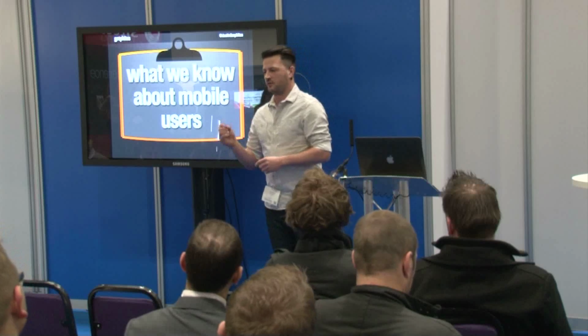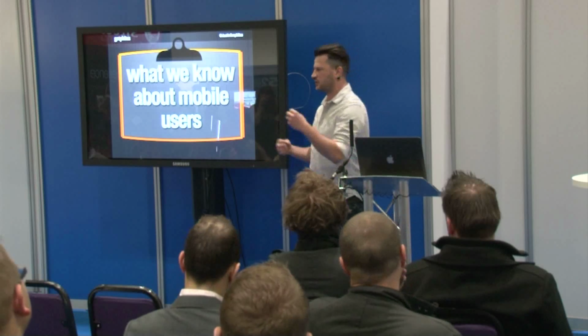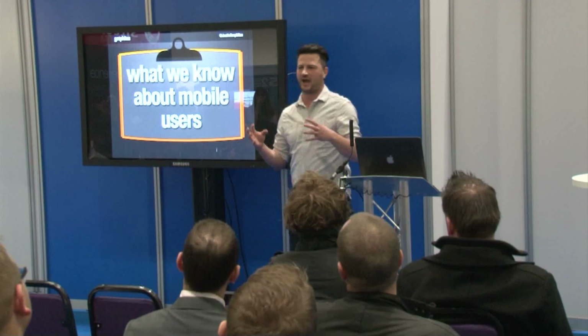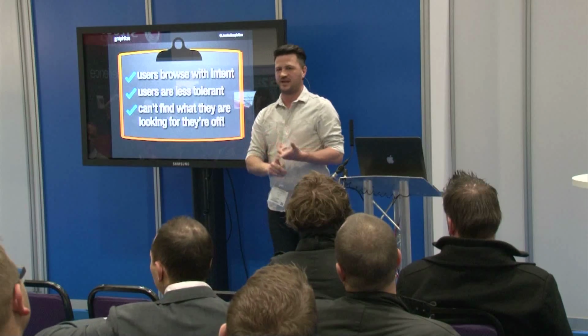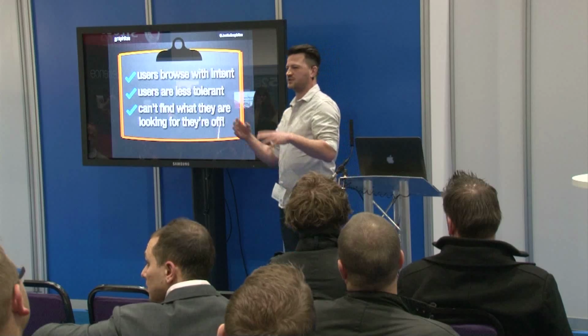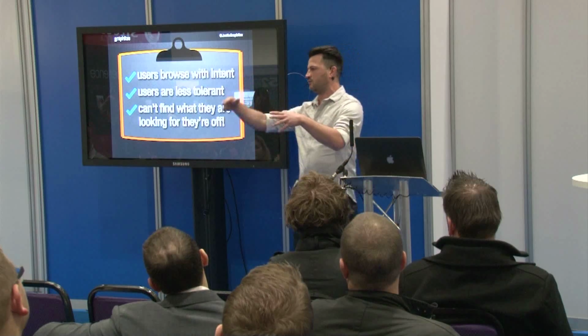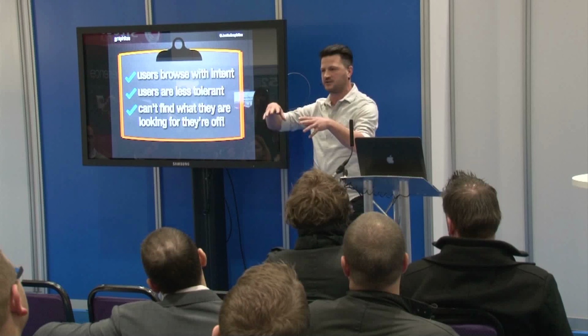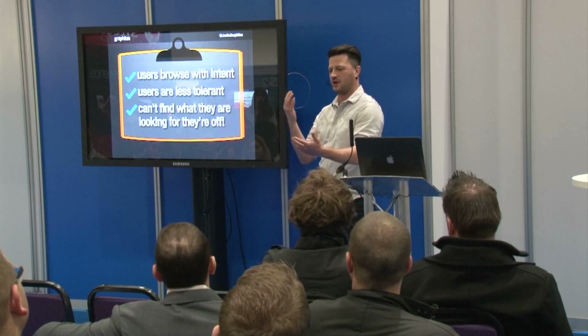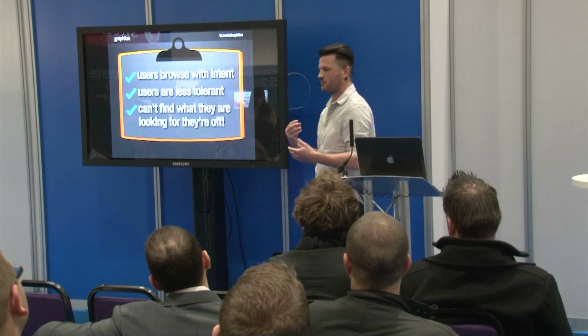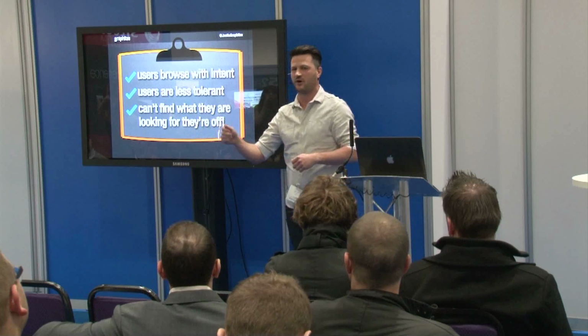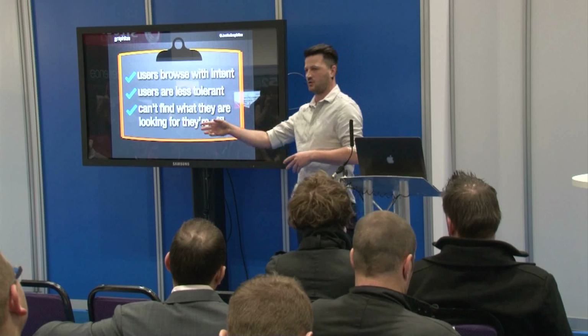So what do we know about the mobile user? If we're designing sites, what's the kind of information that we have and the kind of information that we need? We know that users browse with intent. It's not like the old days of desktop where you click on a link, and before you know it, you're 4, 5, 6 pages away from where you started. People browsing on mobile devices are very focused. They're going in for a piece of information, coming back out when they find it. If they don't find it, they're going to the next page, and so on.